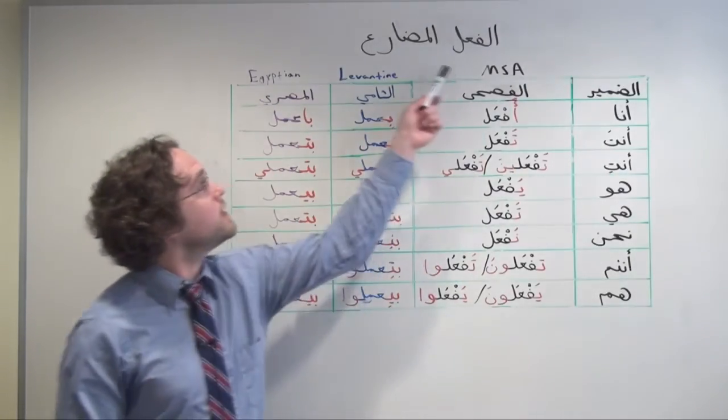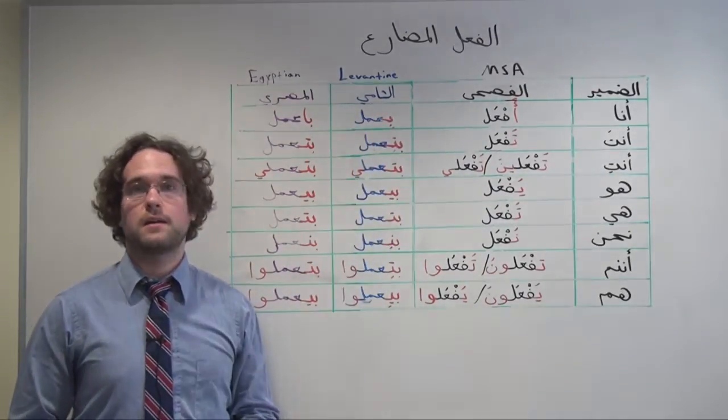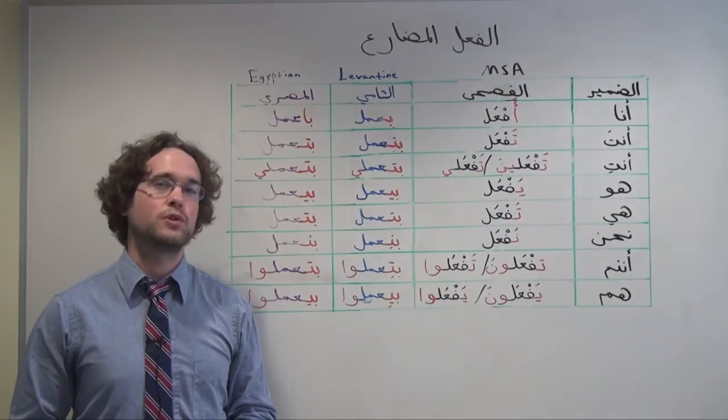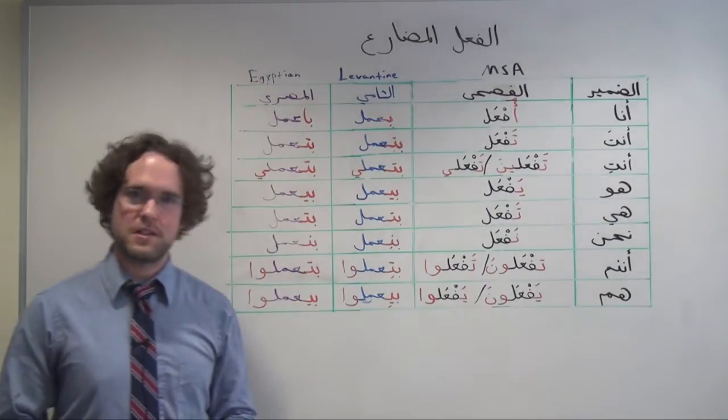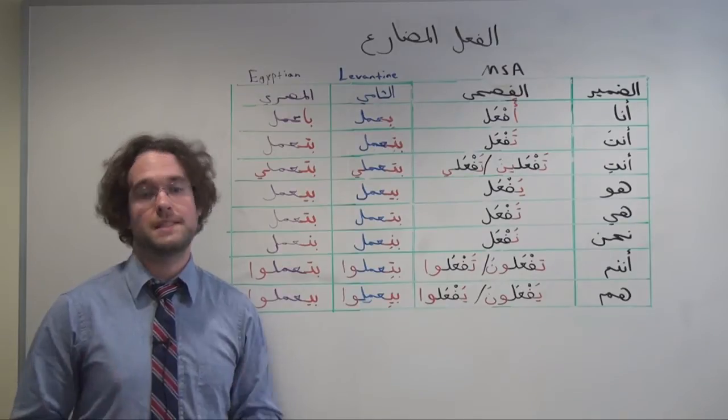Now we're going to talk about how to conjugate present tense verbs in Arabic, or what we call in Arabic al-fi'l al-mudari'. We say the present tense. Sometimes older grammar books that discuss Arabic will also talk about the incomplete tense.